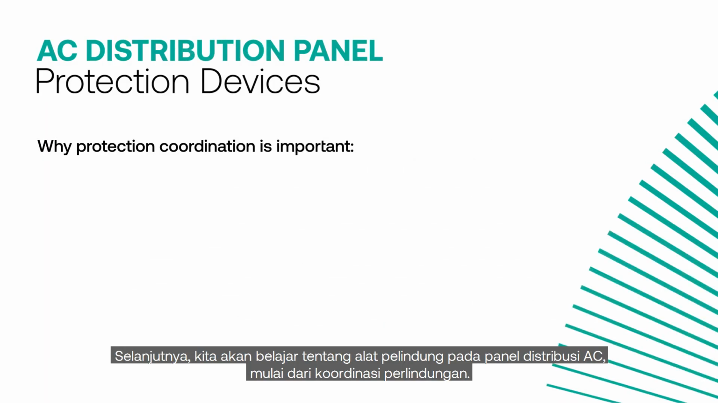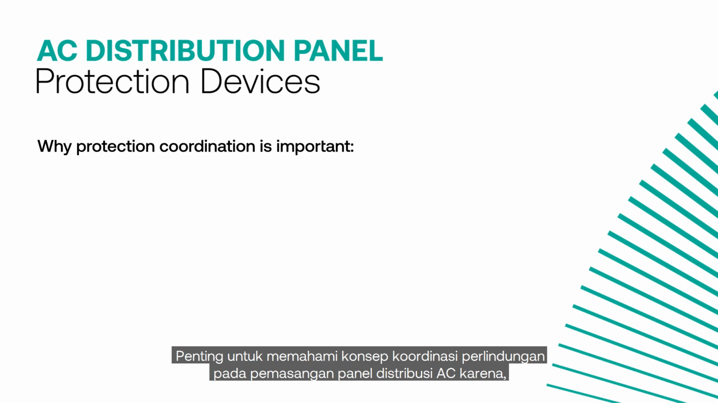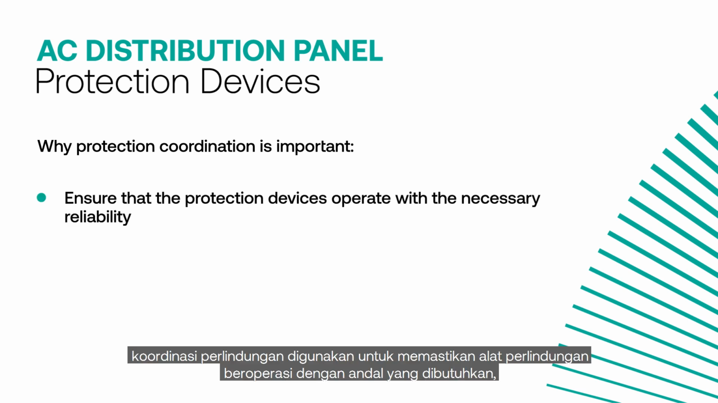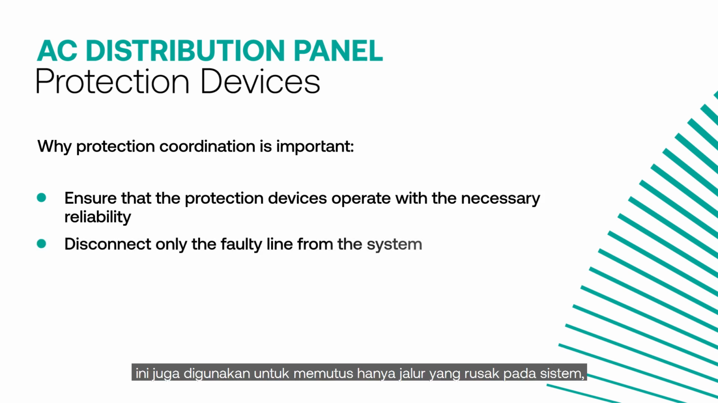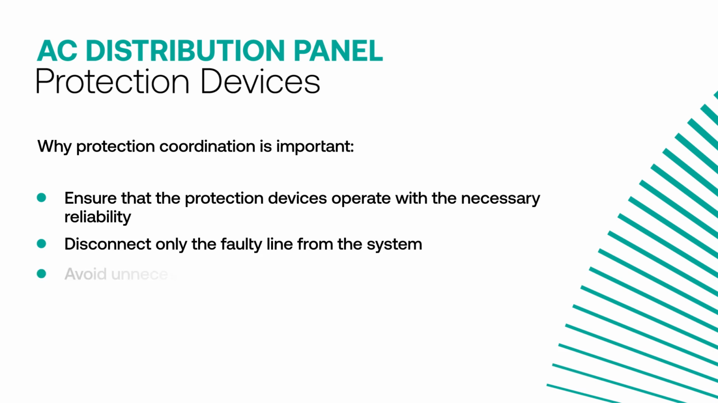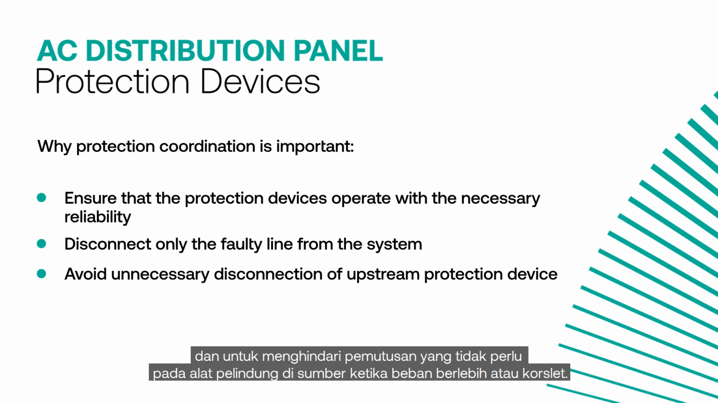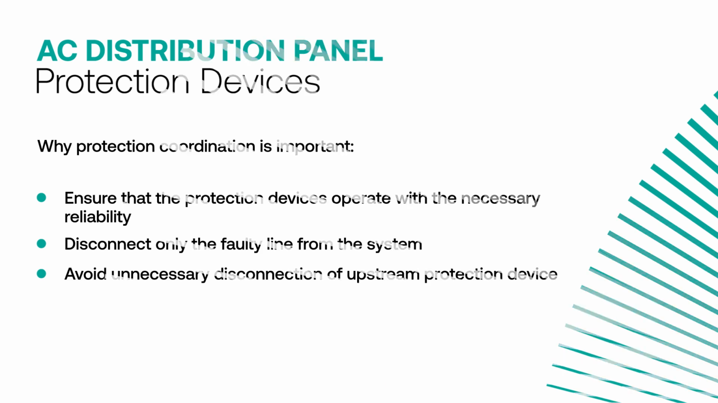Next, we will learn about protection devices on AC distribution panel, starting with protection coordination. It is important to understand the concept of protection coordination in installing AC distribution panel because protection coordination is used to ensure that the protection devices operate with the necessary reliability. It is also used to disconnect only the faulty line from the system and to avoid unnecessary disconnection of upstream protection device when overload or short circuit occurs.